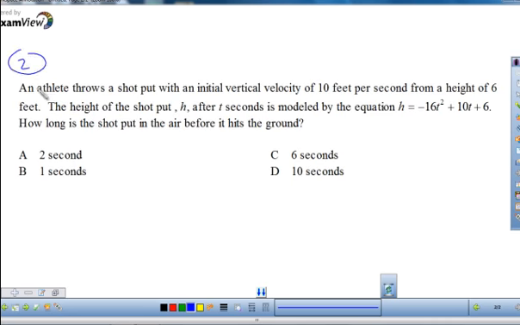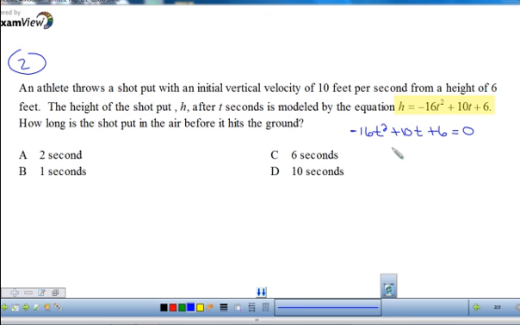Number 2 says an athlete throws a shot put with initial velocity of 10 feet per second from a height of 6 feet. The height of the shot put, h, after t seconds is modeled by the equation negative 16t squared plus 10t plus 6. How long is the shot put in the air before it hits the ground? So what we're going to do is we zero in on the equation. And what we need to do is set the equation equal to 0, because when it hits the ground is at 0 height.